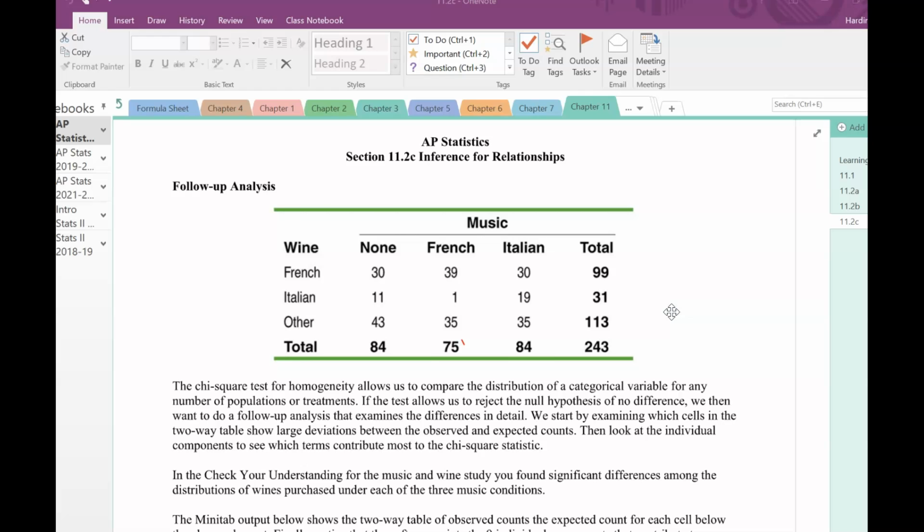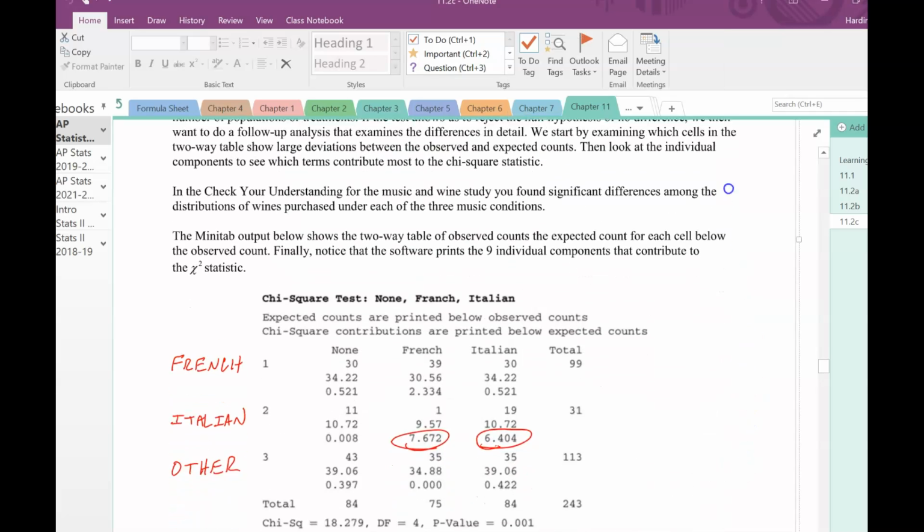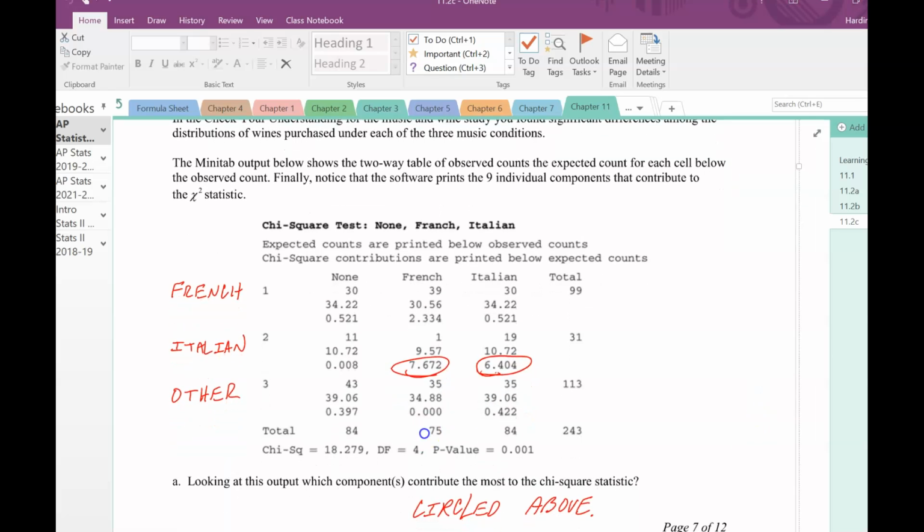In activity 11-2A, we did a test for homogeneity. We did find there was significant differences among the distributions of the wines that were purchased under each of those three music conditions. But in addition to rejecting the null hypothesis and stating that the evidence supports a difference, we're going to add to that analysis and look at specifically what values were contributing the most or what was significantly different. And underneath this, there is Minitab output for the test that we completed.